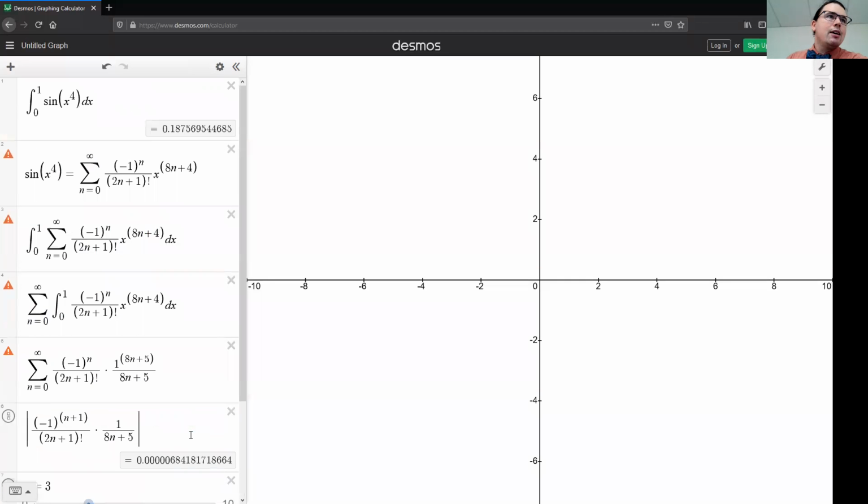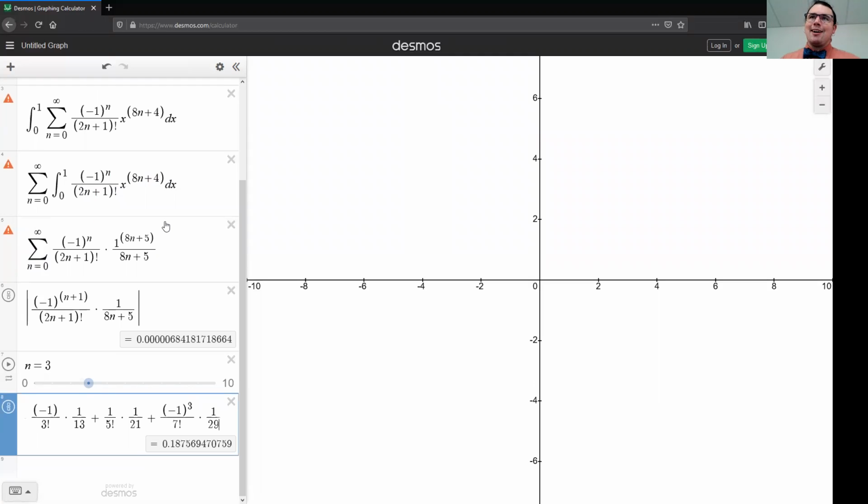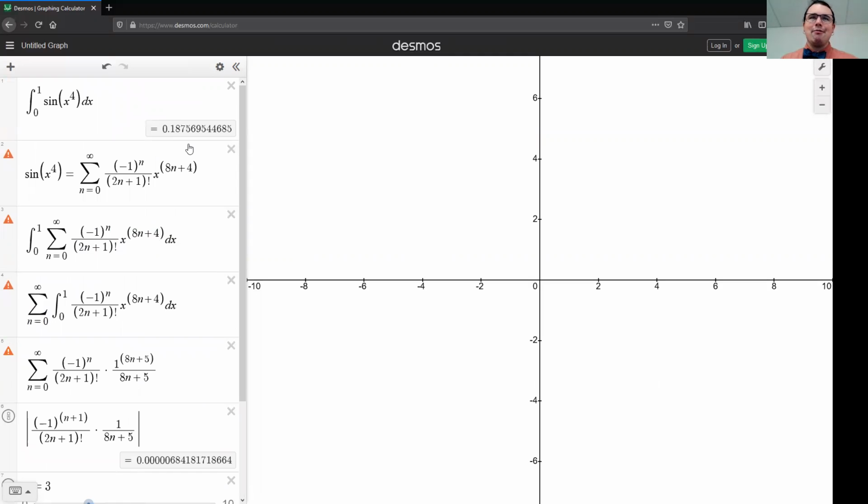0.1875. And compared to the value that Desmos gives me, 0.1875. Looking good. This is looking pretty good. I add up 4 fractions, and I've estimated the value of this integral. The thing that's letting me do this is turning my function into a power series and then integrating each term of the power series individually, just like a polynomial.